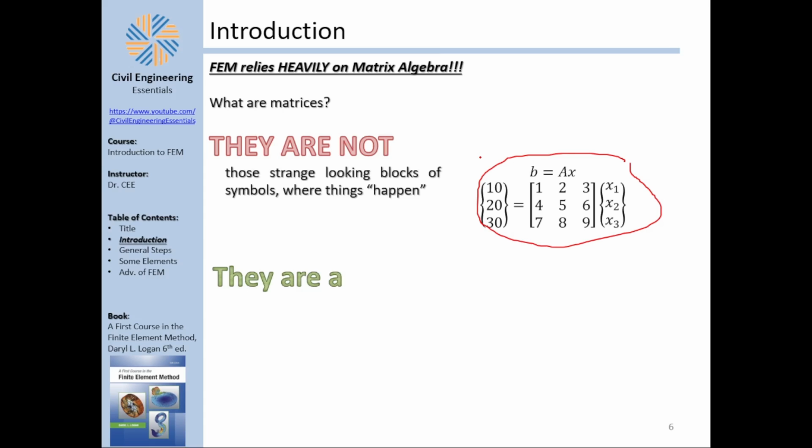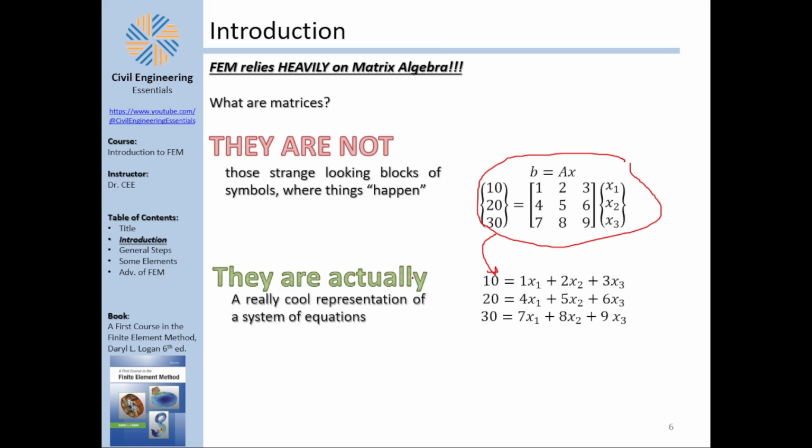Matrices do actually have a mathematical meaning, and the mathematical meaning is that a matrix is just a cool representation of a system of equations. That is all a matrix is. A cool representation of a system of equations. That is what it is. Now, of course, that's a noob's way of putting it.